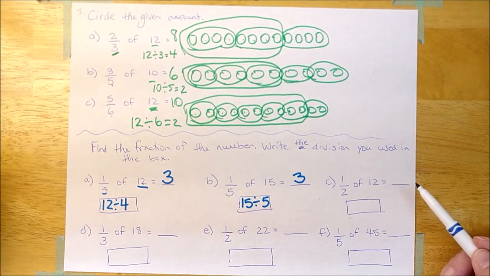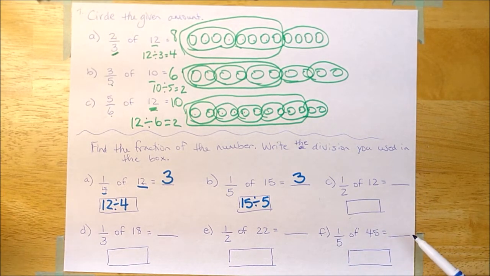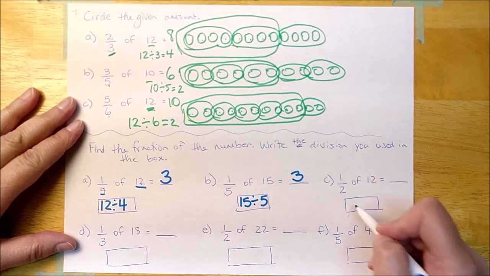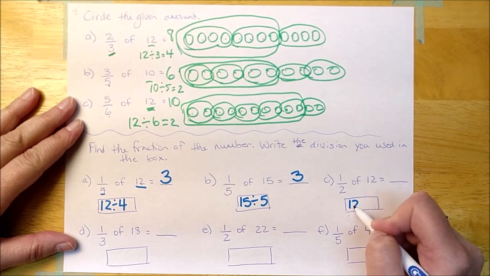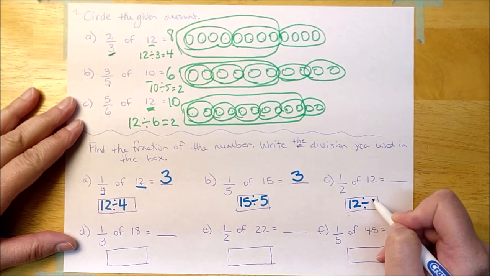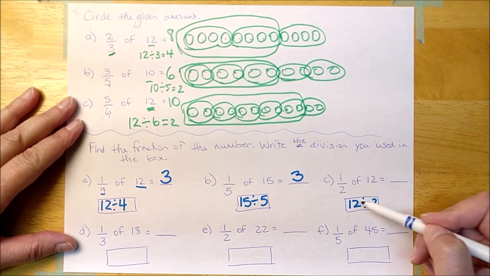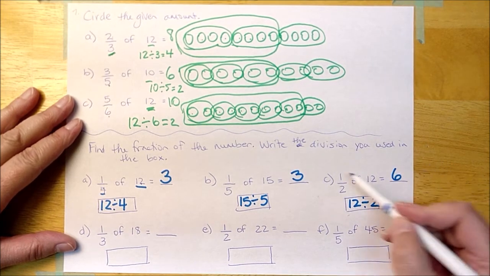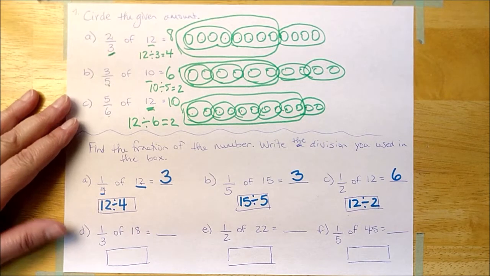So I want you to pause and see if you can figure out the last 4 of these questions on your own, and then I'll come back and we'll see if you got them right. Pause. Okay, I'm back. So yeah, I hope that you put that there's 12 altogether. You divided them into 2 groups, and 12 divided by 2 means there will be 6 in each group. So if you get one group, you'll be getting 6.